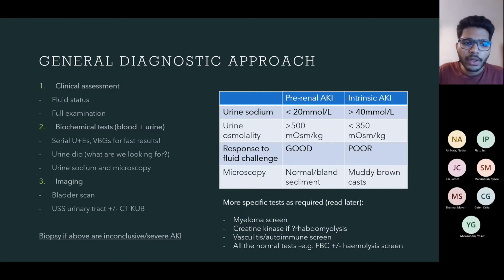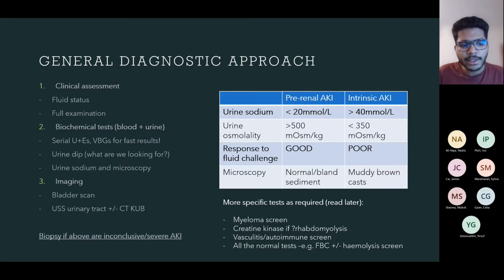So microscopy to look for the casts, and the urine sodium to check whether it's a pre-renal or an intrinsic renal issue. If it's pre-renal, the kidneys are going to try and hold on to the sodium because, as you know, when you're dehydrated, you do try to retain sodium. So your urine sodium should be low. Whereas if it's an intrinsic issue, especially a tubular issue, the kidneys aren't able to concentrate urine, and there's going to be lots of sodium inside the urine rather than little. And then you can have a look at microscopy in your own time.